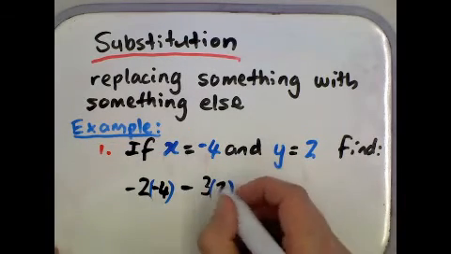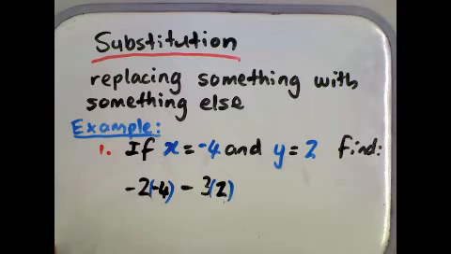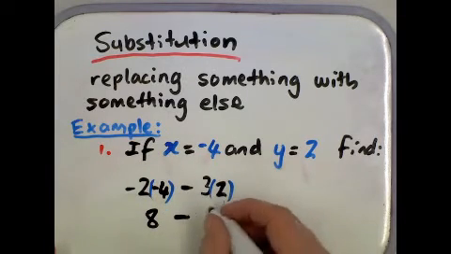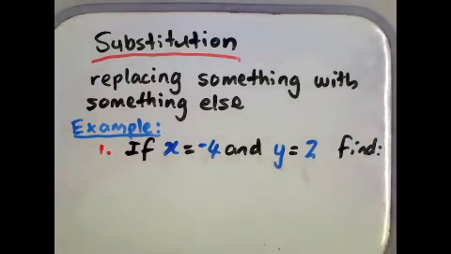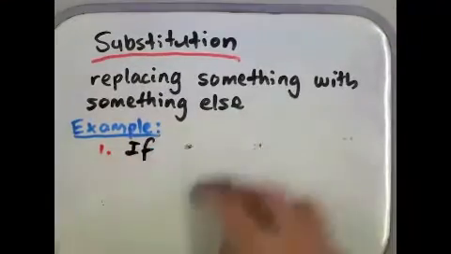So we replace that with something new. Now we've got negative times negative is a positive, and so we've got positive 8. Minus 3 times 2 is 6, and 8 take away 6 is 2. And there's our example. Alright, we've got to be careful here with the negatives.